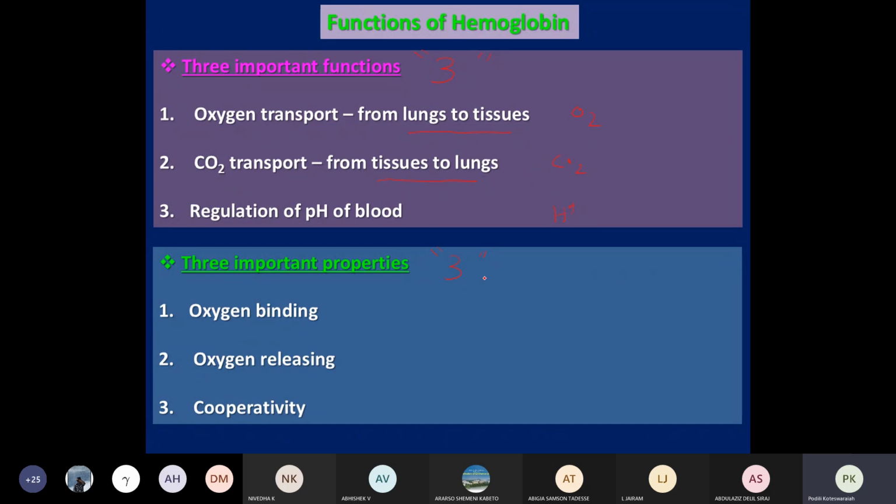And coming to the three important properties.